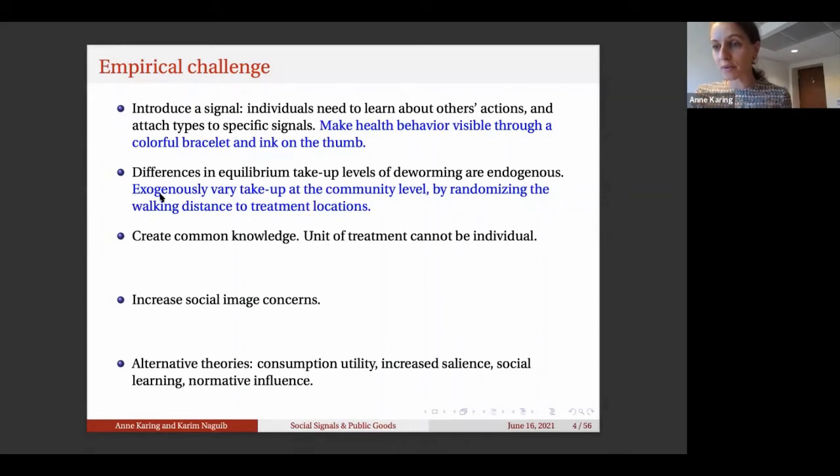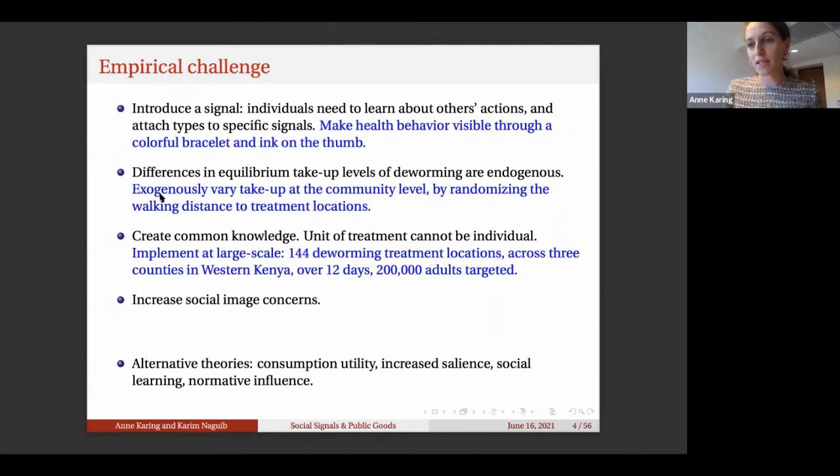Thirdly, for a signal to be meaningful, or visibility in general of behavior to be used as a signal, it is important that everyone understands what the signal means. So we need to create common knowledge in the unit of treatment. Our context is not that of an individual, but we're implementing this experiment at a large scale, 144 treatment locations and their catchment areas. We randomized into different incentive treatments in this experiment. It was implemented across 12 days, and we targeted roughly 200,000 adults that were eligible to come for deworming treatment.